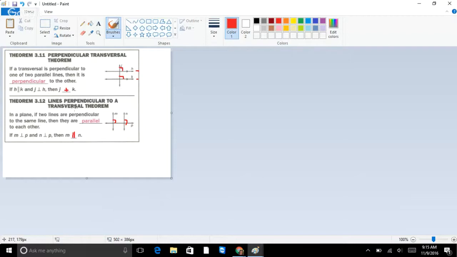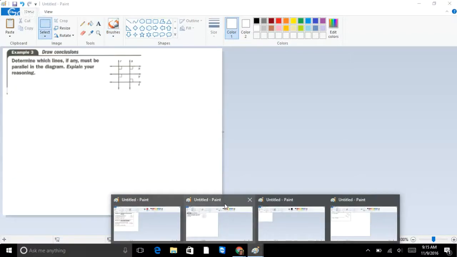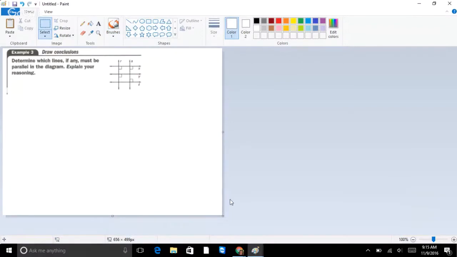Okay, so just make sure you've got those in your theorem information packet. So what I wanted to do is give you a few examples since we didn't do any in class, and I have a few up here. Let's see, which one do we want to do first? Let's do this one first, okay? So it says, determine which lines, if any, must be parallel in the diagram and explain why you think that, okay?